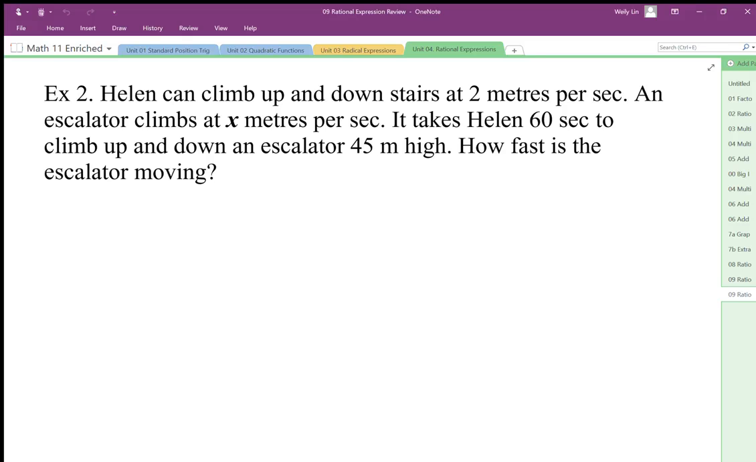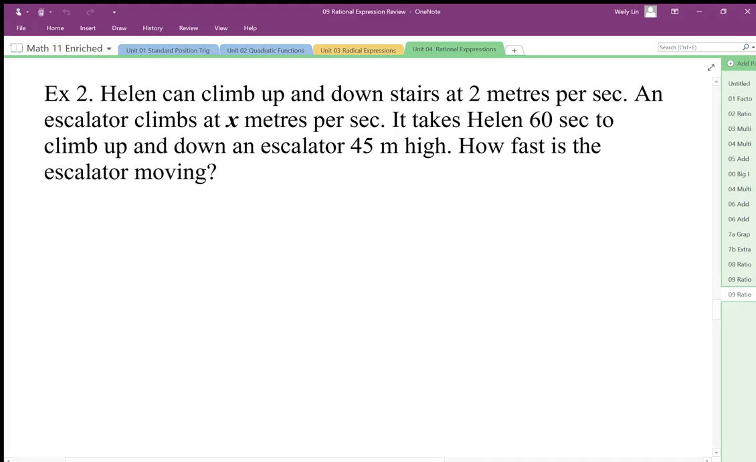Here, Helen is climbing up and down stairs at 2 meters per second. Okay, that's her ability to climb up and down the stairs with the stairs not moving. An escalator increases her speed by x meters per second going up, but it also decreases her speed by the same amount going down. So it takes Helen 60 seconds to climb up and down the escalator, which is 45 meters high. How fast is the escalator moving?